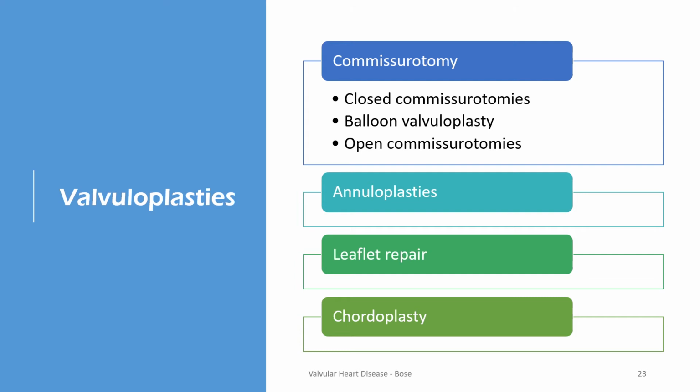Now, annuloplasty refers to the repair of the valve ring, which is the junction of the valve leaflets and the muscular heart wall. General anesthesia and cardiopulmonary bypass is required for all types of annuloplasties. The procedure narrows the diameter of the valve orifice and is useful for treatment of a regurgitating valve.